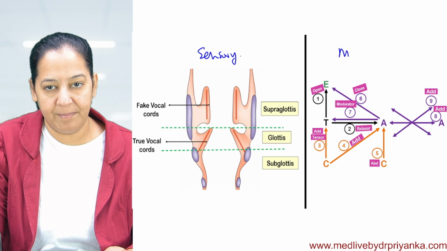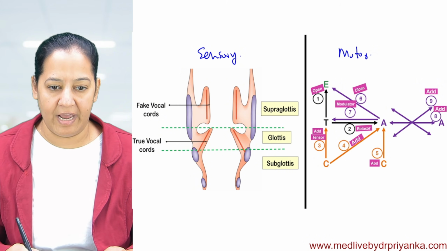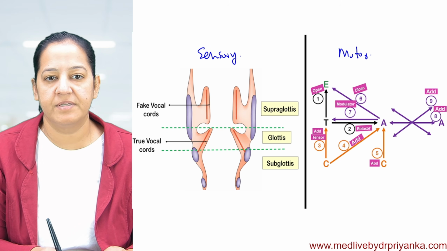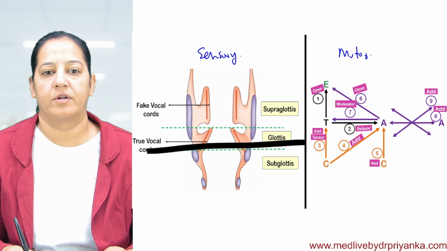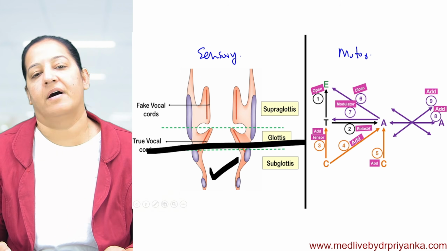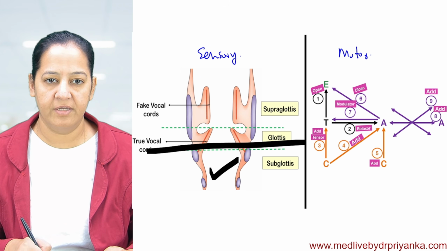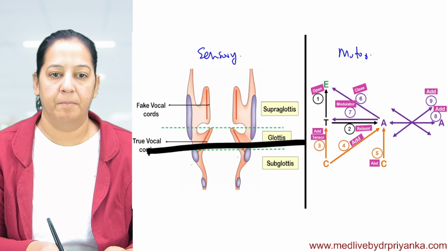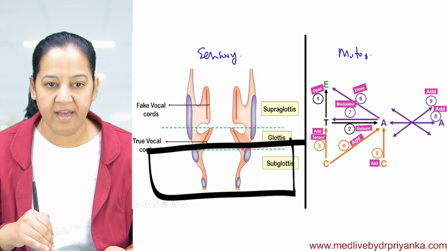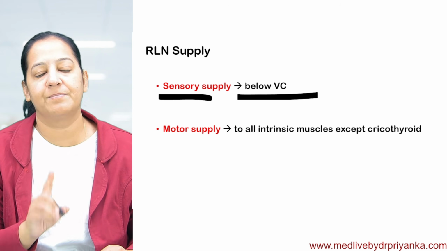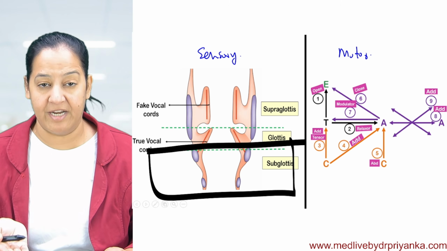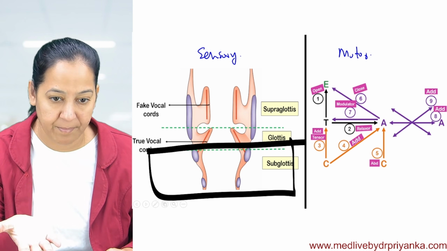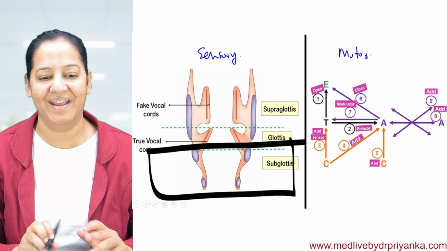Here I will mark the sensory supply and here I will mark the motor supply. You can see all 9 muscles over here. The sensory supply is below the vocal cord. Can you see? This is the vocal cord. Below the vocal cord, this area is supplied by RLN, right as well as left. The right side is supplied by the right RLN, the left side by the left RLN. Let me highlight this area. The sensory supply to the area below the vocal cord is by RLN. Please, people, do understand this. If you understand the paralysis, you will tell me. I will not tell you the paralysis. You will tell me if you understand this. Okay, this is the sensory supply.